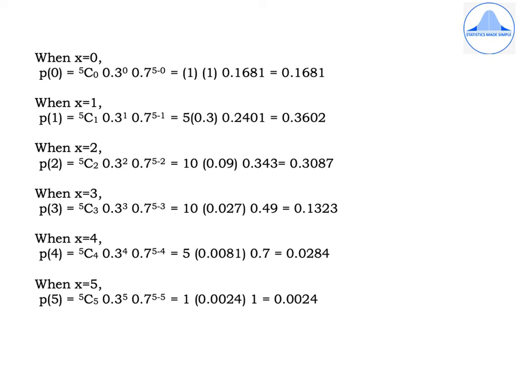0.3087. When x is equal to 3, p of 3 is equal to 5C3, 0.3 to the power 3, 0.7 to the power 5 minus 3, which is 10 into 0.027 into 0.49, which is equal to 0.1323. When x is 4, p of 4 is 5C4, 0.3 to the power 4, 0.7 to the power 5 minus 4, which is equal to 5 into 0.0081 into 0.7, which is equal to 0.0284. When x is equal to 5, p of 5 is 5C5, 0.3 to the power 5, 0.7 to the power 5 minus 5, which is equal to 1 into 0.0024 into 1, which is equal to 0.0024.